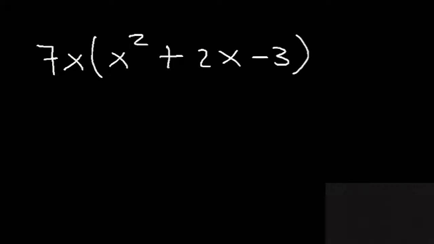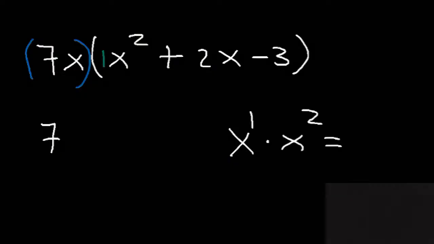What is the answer? What do we need to do? So we need to distribute 7x to everything inside. So what's 7x times x squared? So x squared is the same as 1x squared. 7 times 1 is 7. Now what's x times x squared? X is the same as x to the first power times x squared. Whenever you multiply variables, you need to add the exponents. 1 plus 2 is 3. So this is x cubed.